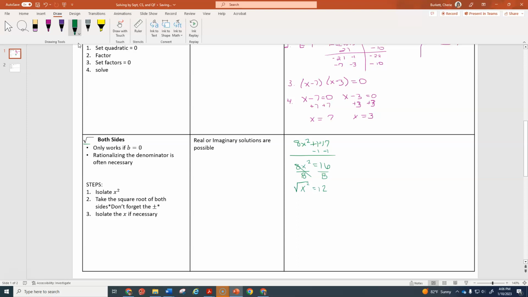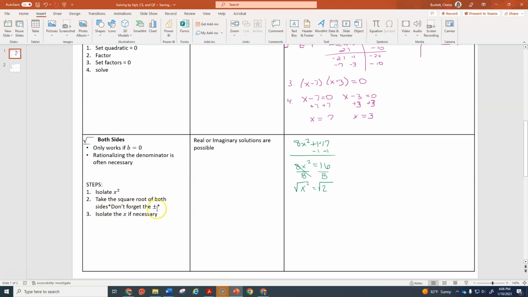I'm going to take the square root of this. I'm going to take the square root of this. Don't forget the plus or minus. And the plus or minus comes in when we take the square root of x squared as x, and the square root of 2. We can't simplify the square root of 2. It's a pretty simple number, but we do have to have both a positive and a negative value of the square root of 2. This is an irrational number.